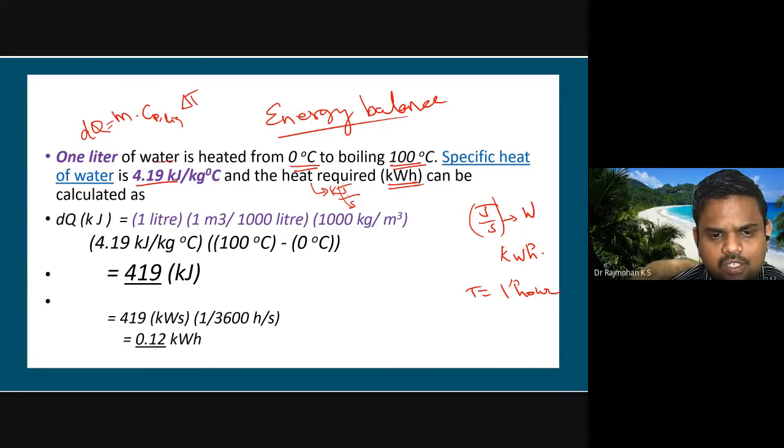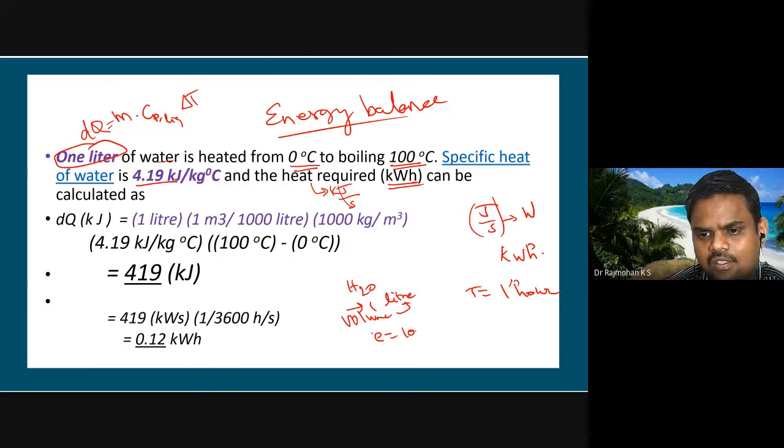So here what is given is 1 liter of water. Volume is 1 liter. What is the density? 1000 kg per meter cube, right? So how to convert this volume to mass? We know that mass equal to density into volume. If you want kg, what should it be? Density is kg per meter cube, volume should be in meter cube, so we will get kg, right?